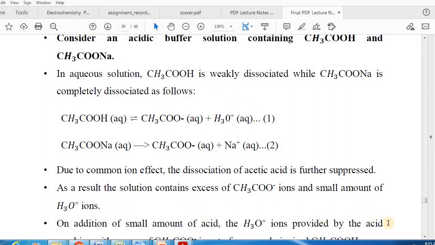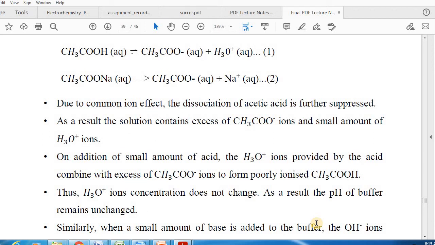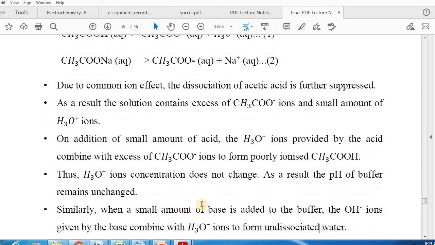On addition of a small amount of acid, the H3O plus ions provided by the acid will combine with the excess of acetate ion to form poorly ionized acetic acid. As we are adding some H3O plus ion to the system, they will combine with these acetate ions to give weakly ionized acetic acid. Thus, H3O plus ion concentration is not changing. As a result, the pH of the buffer solution remains unchanged.